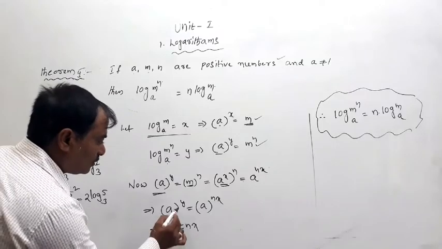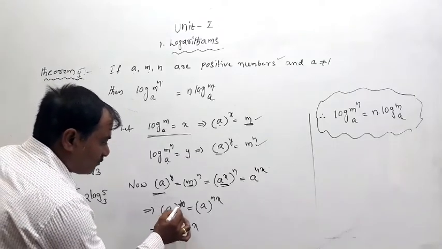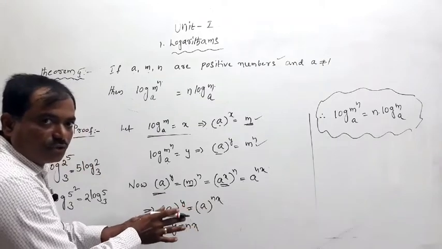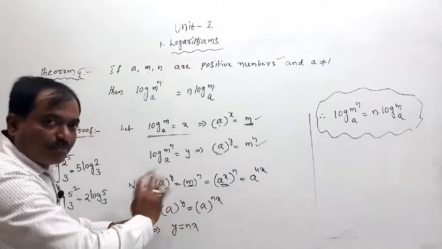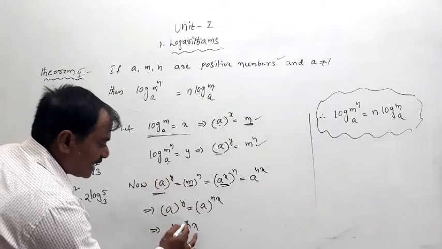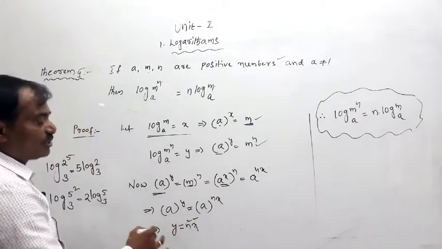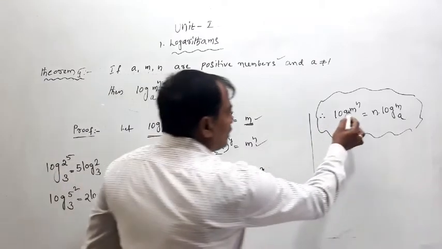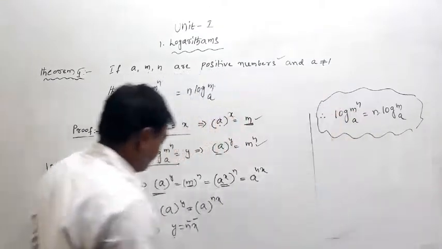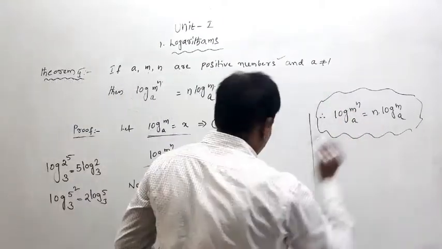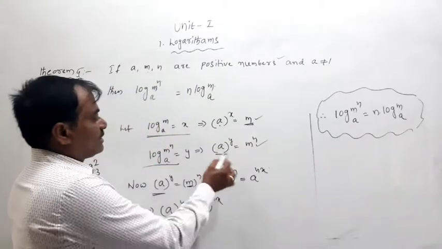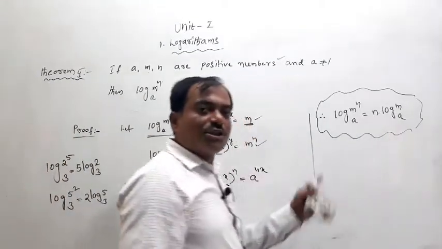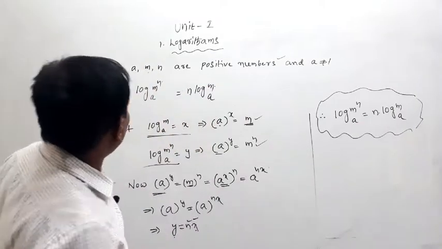So therefore a to the power of y equal to a to the power of nx. If the bases are equal, we should compare the powers. So therefore y equal to nx. By the back substitution, what is y? Here y equal to log m to the power n to the base a, and n is as it is, and substitute the x value. What is x? x equal to log m to the base a. Now this is the proof of the given property or theorem.